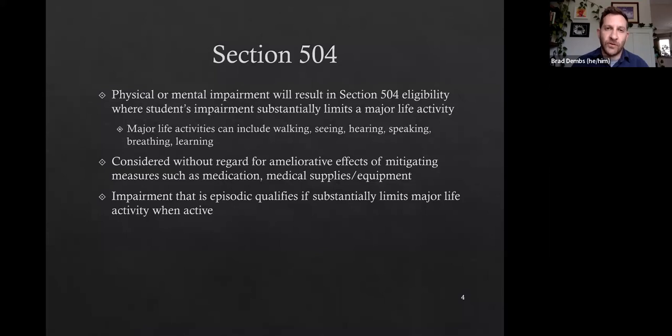Eligibility under Section 504 has to be considered without regard for the ameliorative effects of mitigating measures. So that means if a child takes medication or has medical supplies or equipment that helps reduce the impact of their impairment, they should still be considered eligible. And also an impairment that's episodic can qualify if it's still substantially limiting a major life activity when it's active.